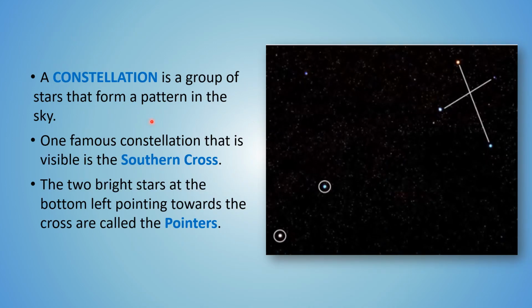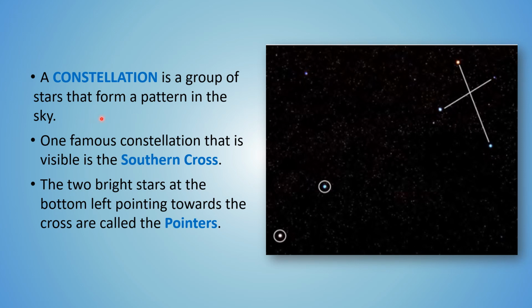Now, before we get to distances that we measure in light years, let us just look at constellations. If you look up in the night sky, you will see an arrangement of 4 stars in the shape of a cross. Those lines are only imaginary. It's only to show you where the shape of the cross comes from. And then to the bottom left of this constellation, we see 2 bright stars that we can easily see with the naked eye. This is called a constellation.